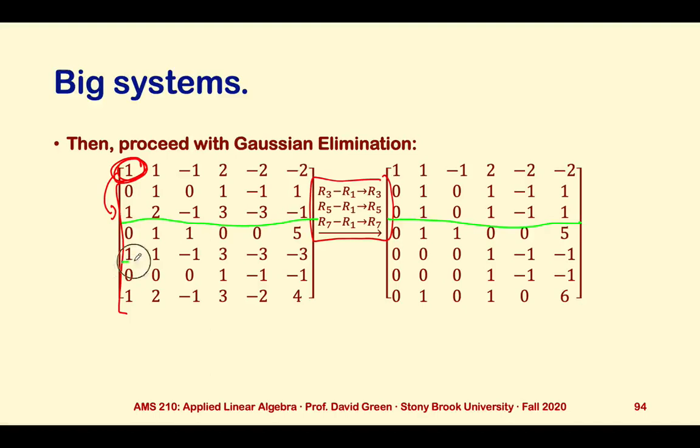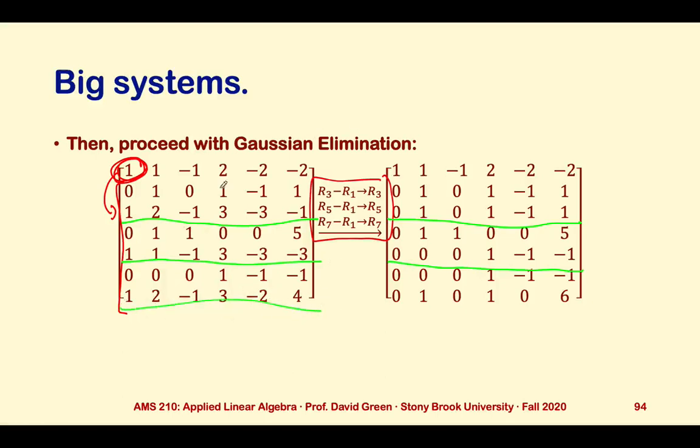Same thing then for row 5. 1 minus 1 is 0. Negative 1 minus 1 is 0. 3 minus 2 is 1. Negative 3 minus negative 2 is negative 1.